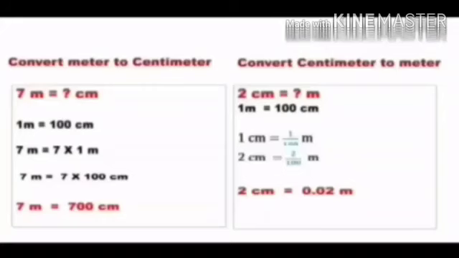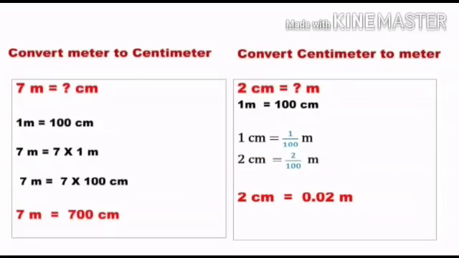The question is, convert 2 centimeter into meter. 1 centimeter is equal to 1 over 100 meter. So, 2 centimeter is equal to 2 over 100 meter, which is subsequently equal to 0.02 meter. Hence, 2 centimeter is equal to 0.02 meter. In this way, we do the conversion centimeter to meter and meter to centimeter.